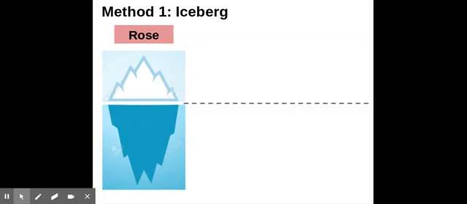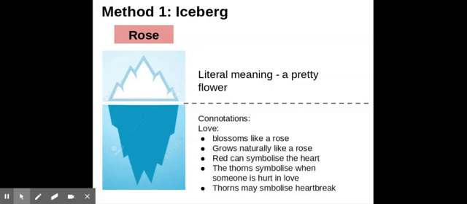So let's look at the word rose. Okay, literal meaning, what we can see on the top, it's just a pretty flower. It's a type of flower, grows in England. It can be different colours. That's it. Very obvious, wouldn't get you very many marks if you were making these kind of comments. But let's dig a little bit under the surface.